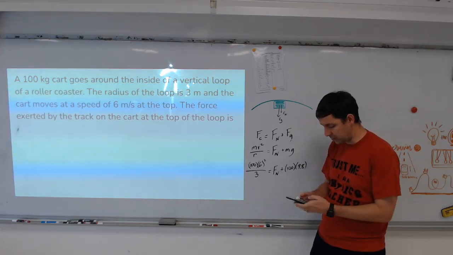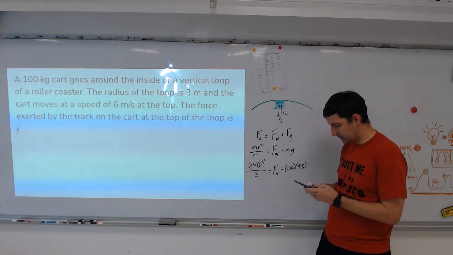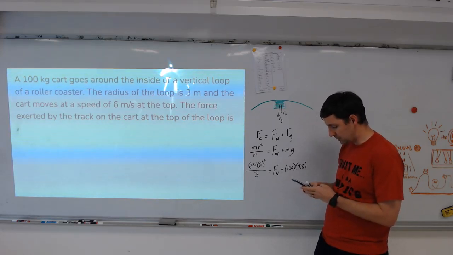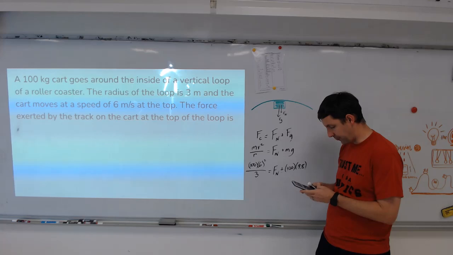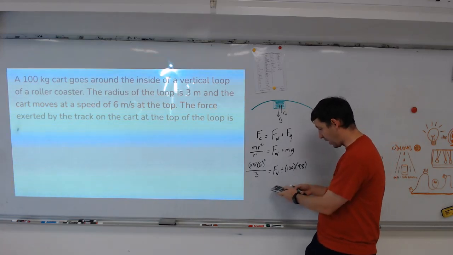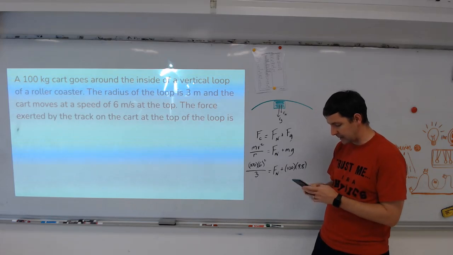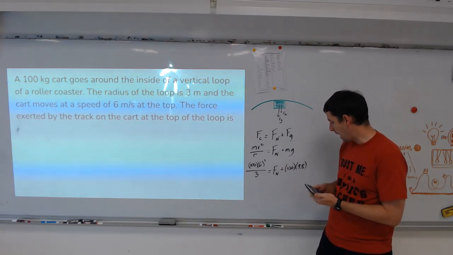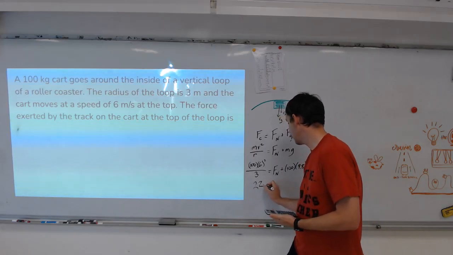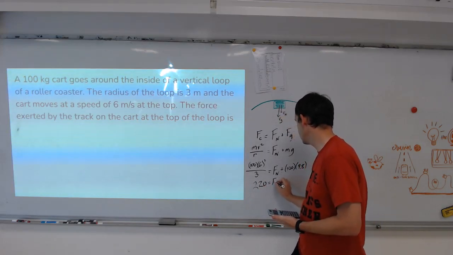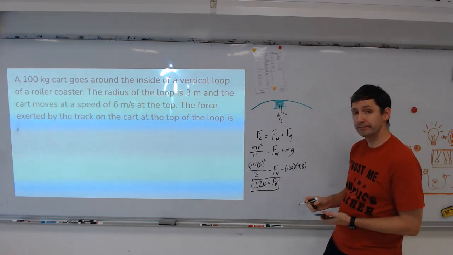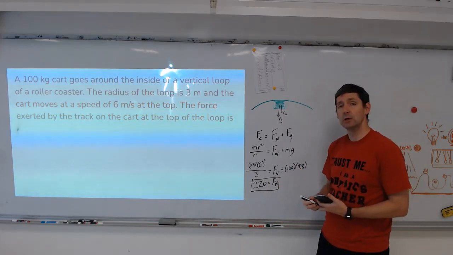We're going to go 100 times 6 squared, and then we're going to divide that by 3. And with that number, we subtract the 100 times the 9.8, and I get 220. So 220 is equal to the normal force. That's it, y'all. That's all you got to do.